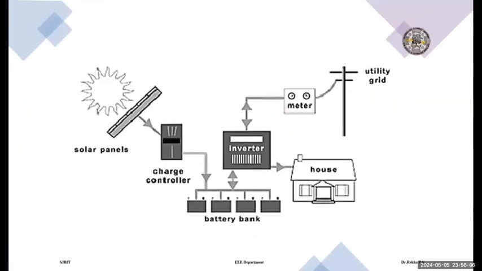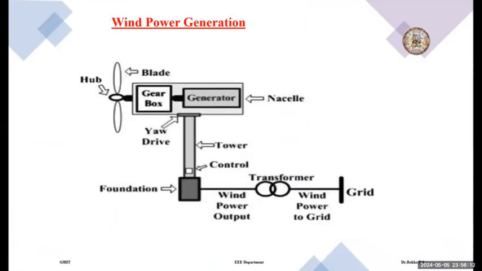Next, moving on to the wind power plant. You can see here the wind power generation, and how wind energy is converted into electrical energy. The generator converts mechanical energy into electrical energy, that is, rotation is converted into voltage and current. So we require mechanical energy.